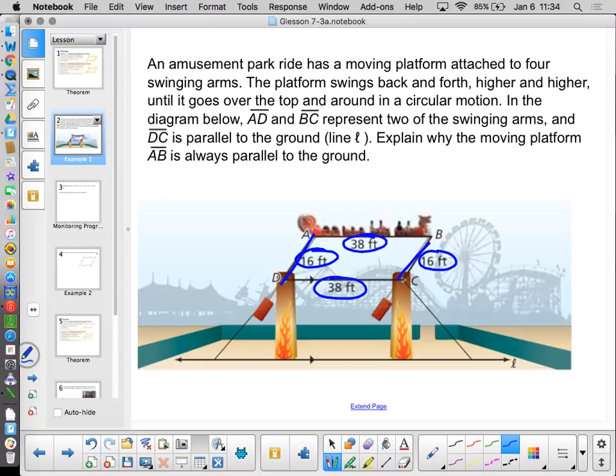So why is it always parallel to the ground? Because this segment DC, right through there, in fact, I'll make it red. We know DC is parallel to the ground. It's designed to be parallel to the ground. And since this shape is a parallelogram, AB is also always parallel to the ground, because opposite sides of a parallelogram are parallel, that's the definition of a parallelogram. So it's just a little example of how we use that.